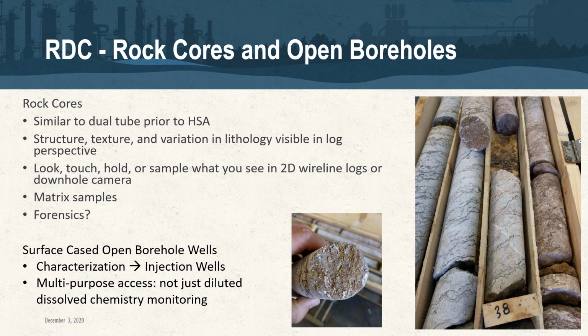And I like to think of this in context of looking at an overburden type scenario, running a dual tube liner down prior to advancing your hollow stem augers. And having that core, that dual tube liner in front of you allows you to look at the structure, texture, and variation of the lithology in log form, being able to look at it in front of you on the table rather than a composite blob of stuff coming out in a pile. Obviously, you can look, touch, hold, and do any type of sampling of that material. There is methodology for being able to take matrix samples of the rock itself.